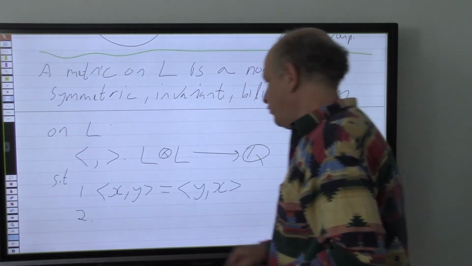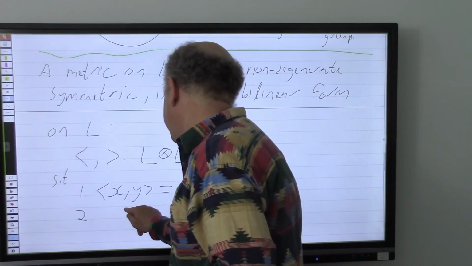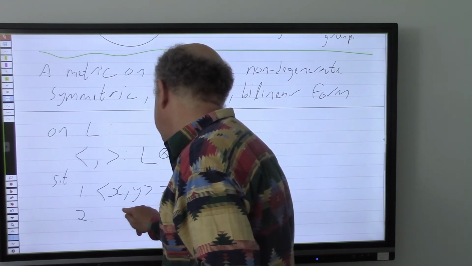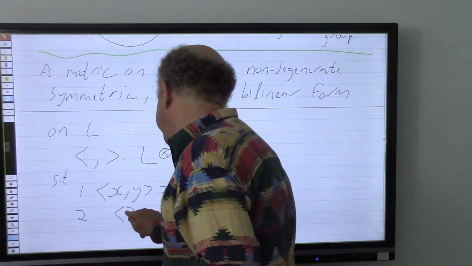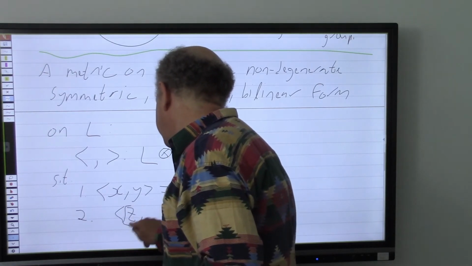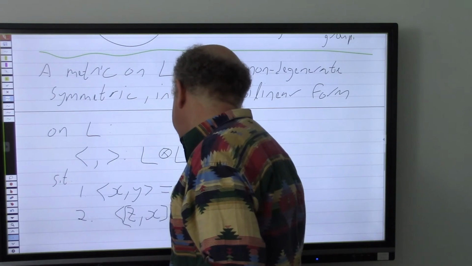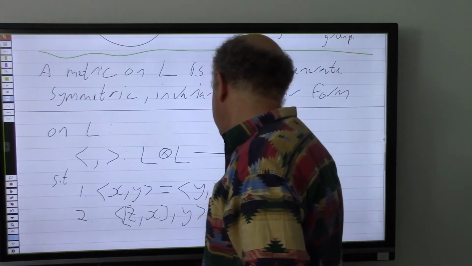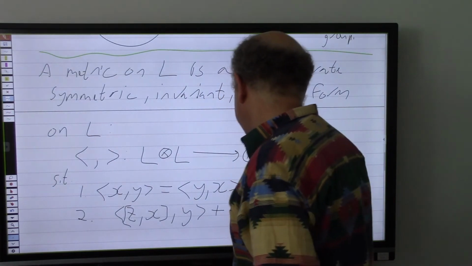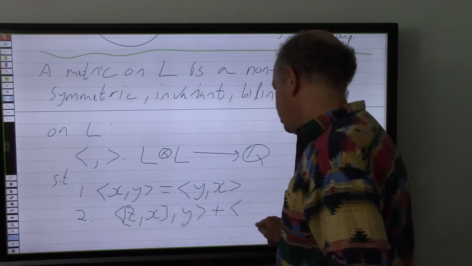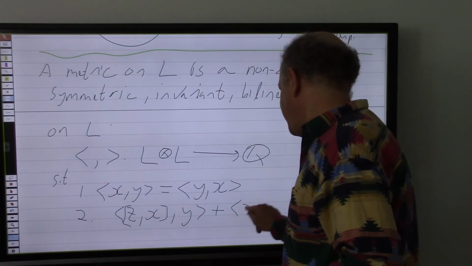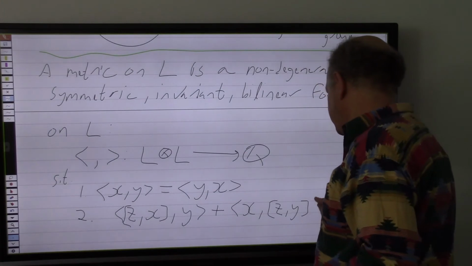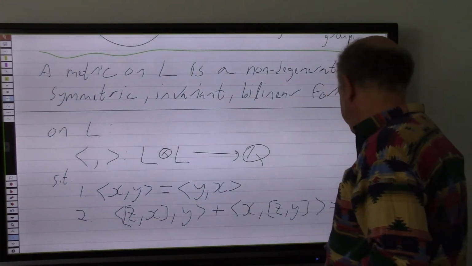Invariant means the following. Let me write it this way: the inner product of z bracket x with y, plus the inner product of x with z bracket y, is always equal to 0.